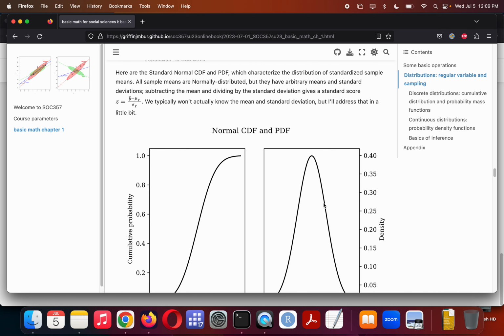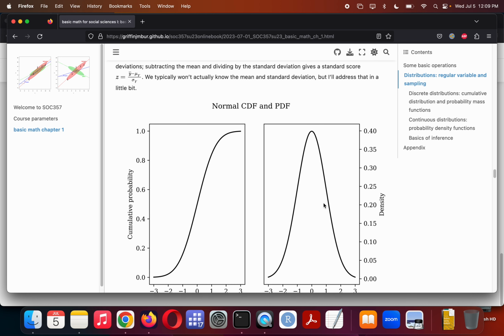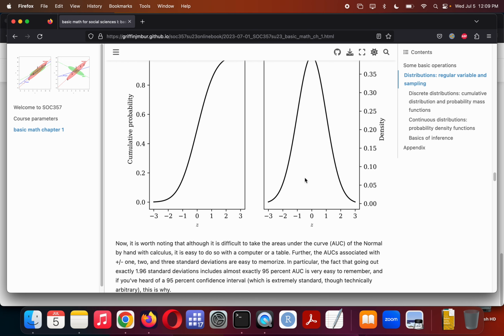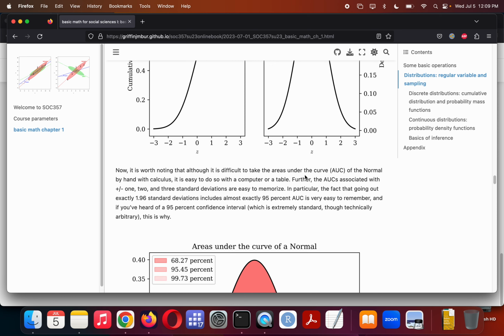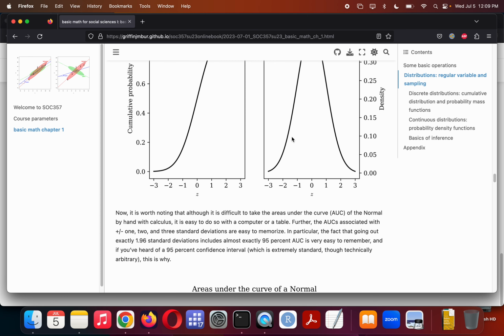And that's basically why we care about these continuous distributions, is because we know that the sampling distribution of sample means, if we could observe a truly infinite number, would be smooth and continuous and normal like this. And we don't actually need to observe that infinite number because we can prove with theory, there's a very nice logical proof that it is in fact smooth like this. Now I want you to note that it's quite difficult to take areas under the curve of the normal by hand with calculus, but it's easy to do with a computer or a table.